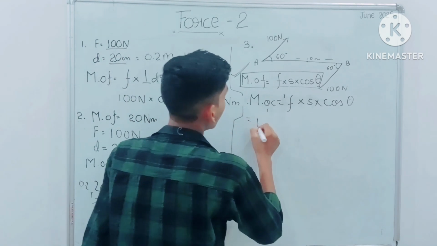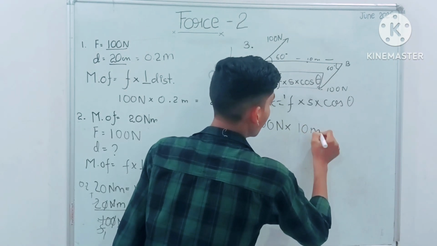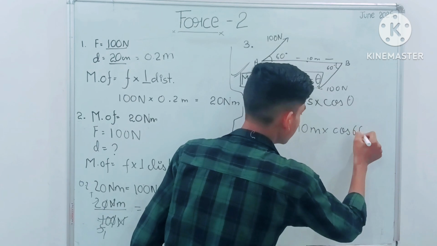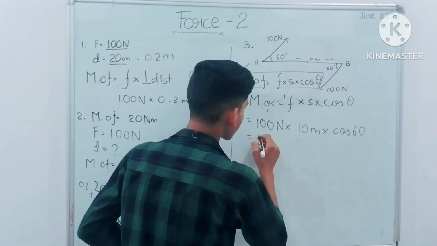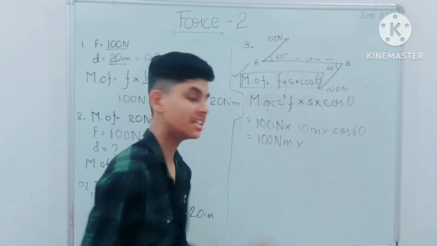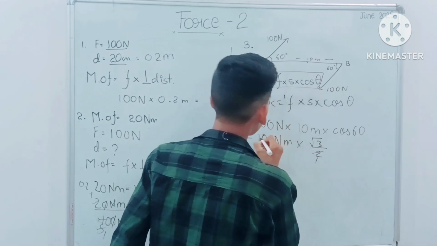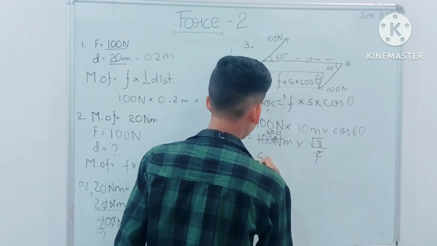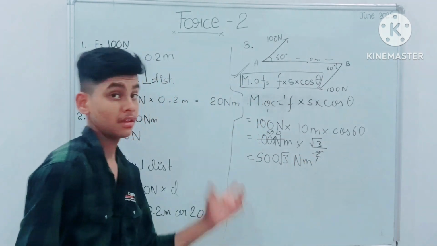नाउ फोर्स कितना है? 100 न्यूटन. देन डिस्टेंस कितनी है? 10 मीटर. नाउ कॉस थीटा विच इज 60. Now what is the value of cos 60? We will solve it. It will become 1000 Newton meter into cos 60. Cos 60's value is root 3 by 2. So 500 into root 3, that means 500 root 3 Newton meter. We have solved the question.